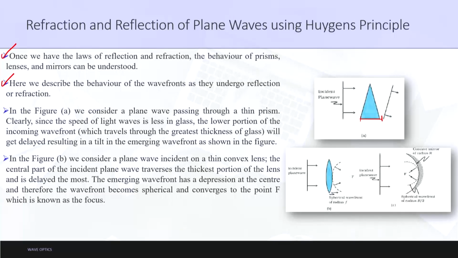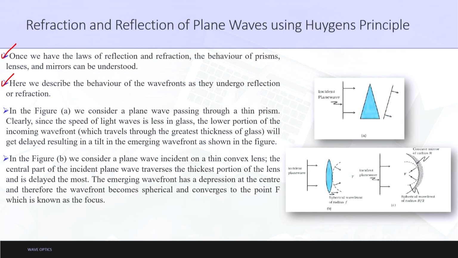Hence, the wavefront will attach to this plane wave and then keep on tilting, and when it comes forward it will be in this wave and then it will go down. So, this is the concept being talked about here, just to reiterate, and that will be the end of this lecture. In figure A we consider a plane wave passing through a thin prism.